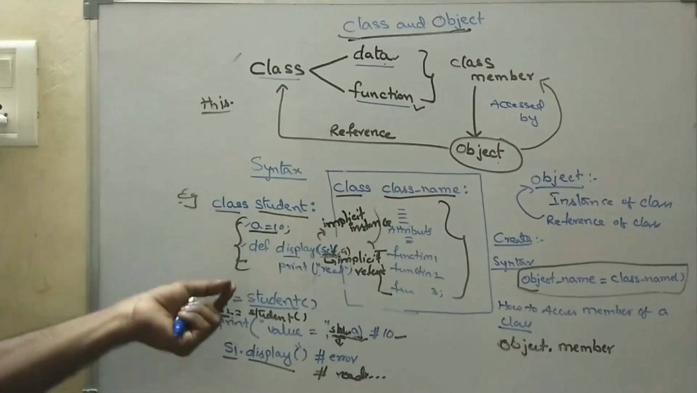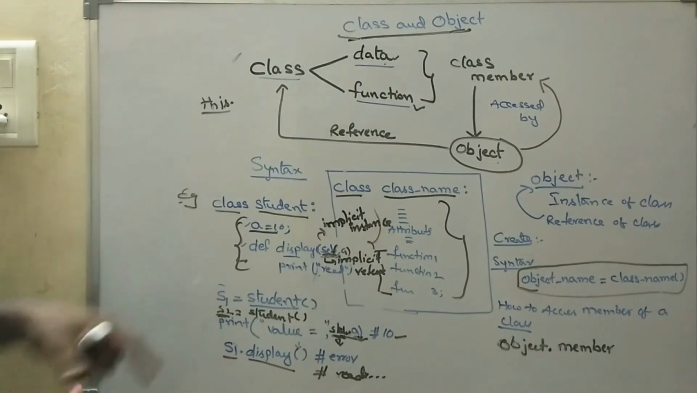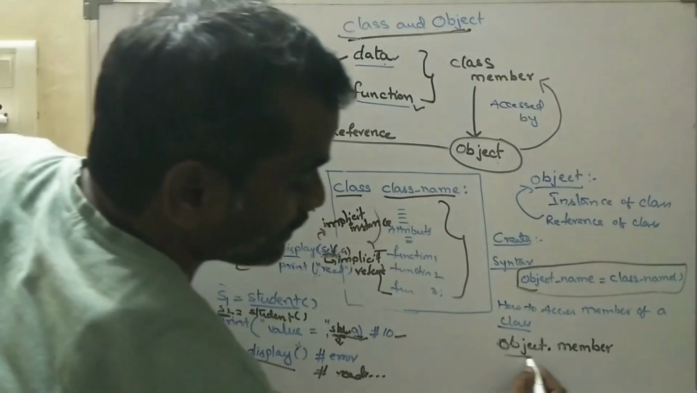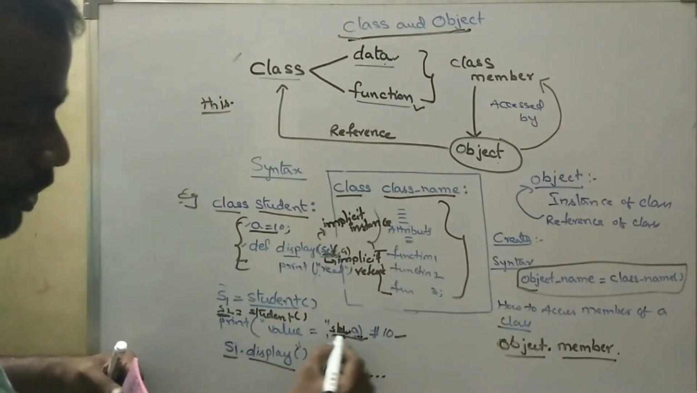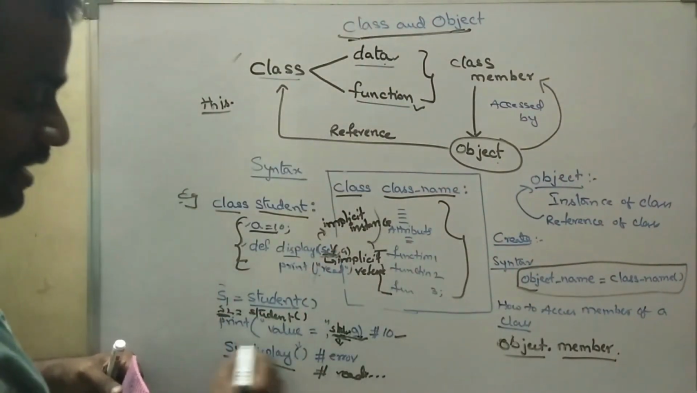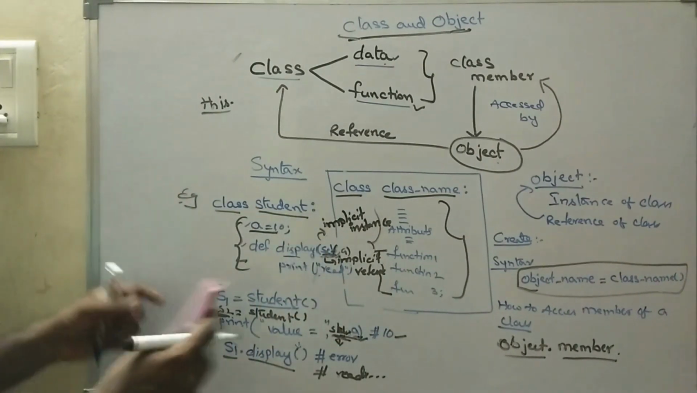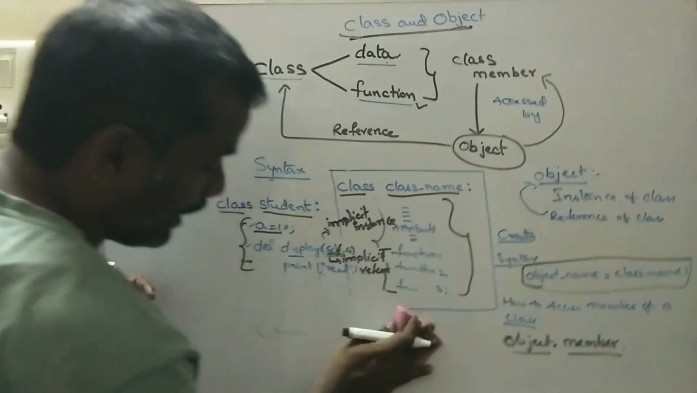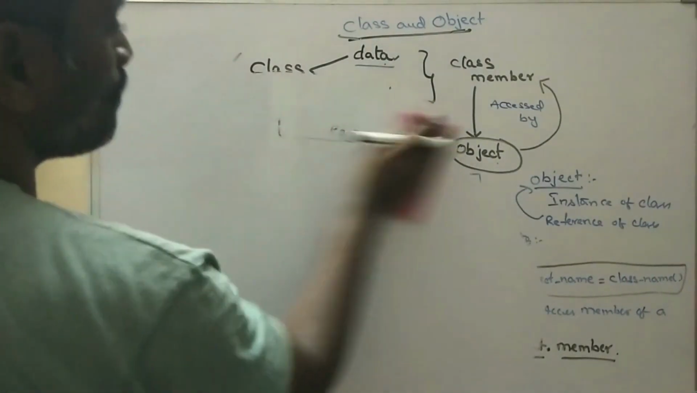Now how can we access these members? By using the object name S1. I access them with the object name dot the member of the particular class, that is S1.name or S1.display. Whatever members we want to access, everything can be accessed. I can write one simple program and show its execution live. I will execute it now.